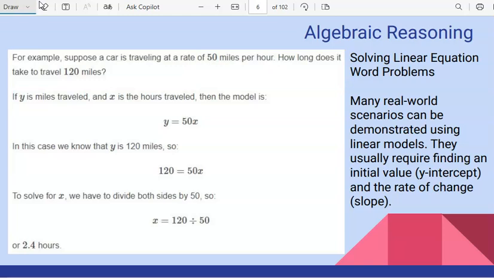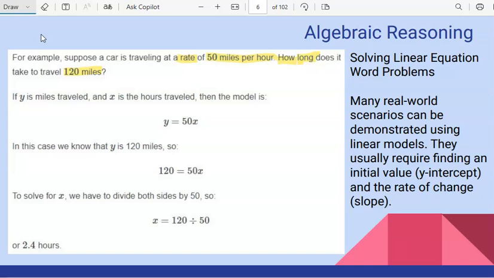Solving linear equation word problems. Many real-world scenarios can be demonstrated using linear models. They usually require finding an initial value, the y-intercept, and the rate of change, the slope. For example, suppose a car is traveling at a rate of 50 miles per hour. How long does it take to travel 120 miles?